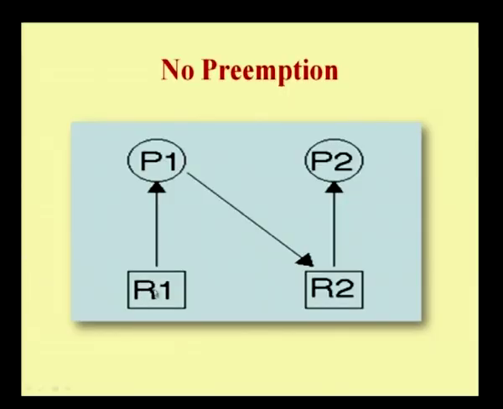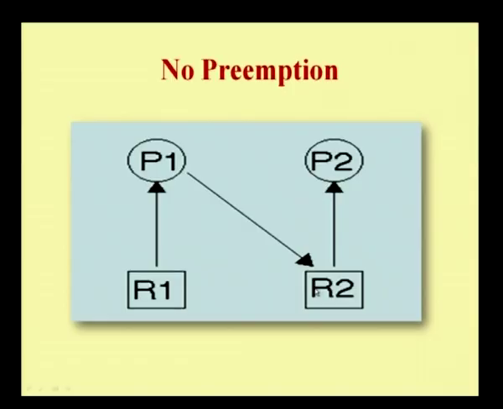As this example shows, resource 1 is holding process P1, and resource 2 is holding process P2. Now suddenly process P1 requests resource 2, in other words, it is being called by resource 2. Unless and until process P2 is released, it cannot take into account process P1. Such a condition you call no preemption.